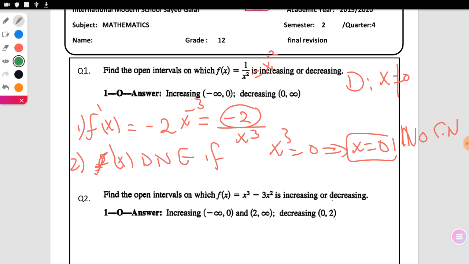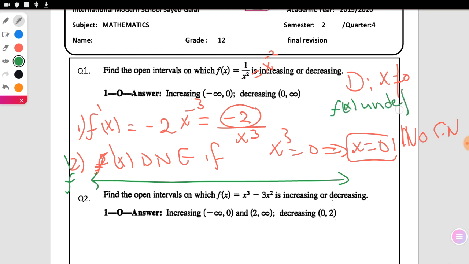Now, we will draw the line for the first derivative. Every time, I put on this line the critical numbers or the values at which the function is undefined. Here, f(x) is undefined at x equals what?